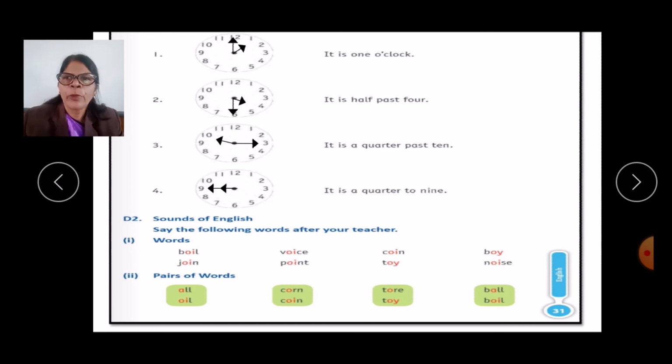And the second one below here, pairs of words. That is all, oil, corn, coin, tour, toy, ball, boil.